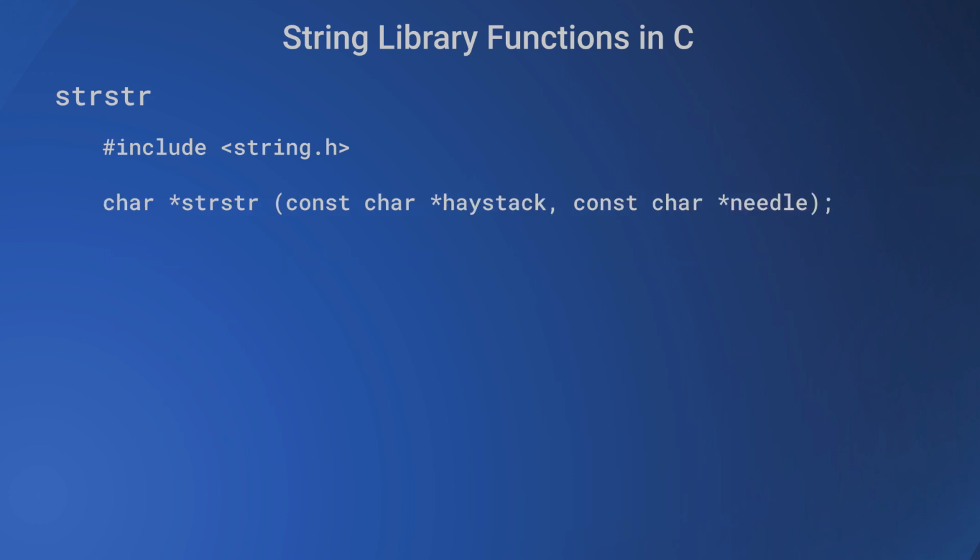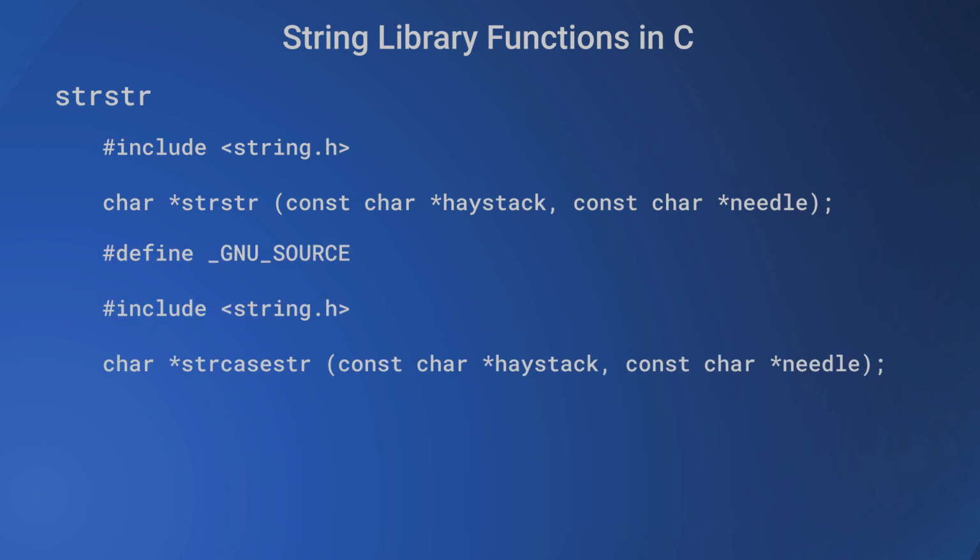The strstr function finds the first occurrence of substring needle in string haystack. While searching, the null character at the end of substring needle is not matched. strstr returns a pointer to the location in haystack where the substring needle has been found. If the substring is not found, null is returned. This is the default search, that is, it is case sensitive.